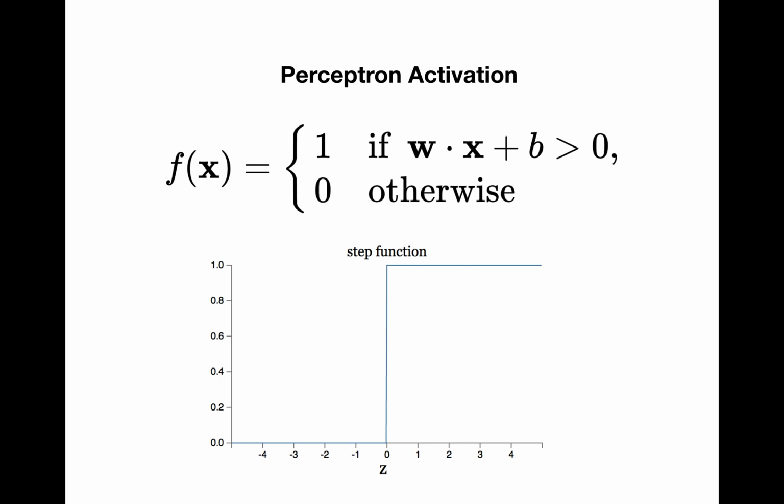And that output is dependent on the weighted sum of its inputs. So we take its weight vector, we do a vector product with that and the inputs from the previous layer, and then we add a bias term. And depending on whether that's greater than 0 or not, we either get a 1 or a 0. So ultimately, our neuron outputs something that looks like this step function here.